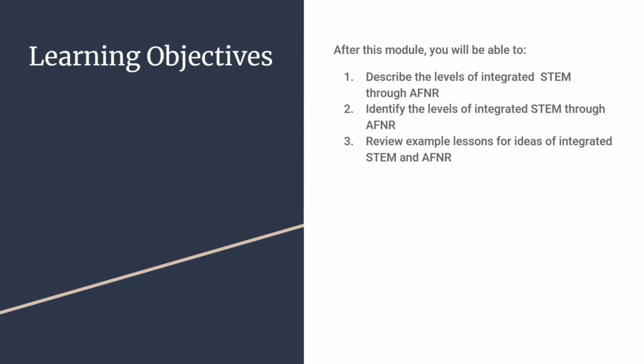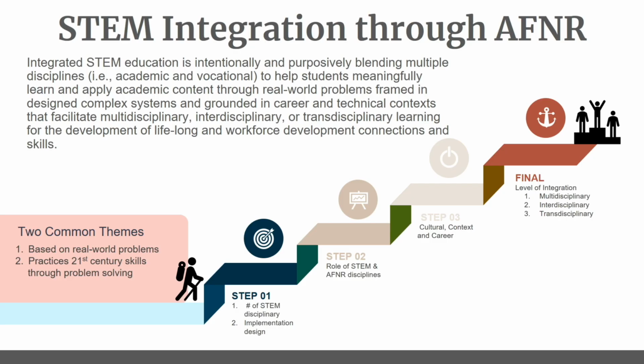After this module, you will be able to describe the level of integrated STEM through AFNR, identify the level of integrated STEM through AFNR, and review example lessons for ideas of integrated STEM through AFNR. This is the final step of creating your integrated STEM lesson and unit. Please read the definition of STEM integration again, and look back at what you have done in Modules 1, 2, and 3.